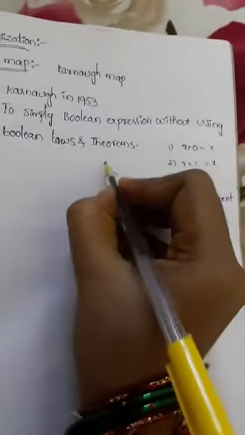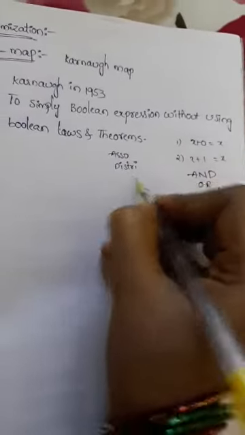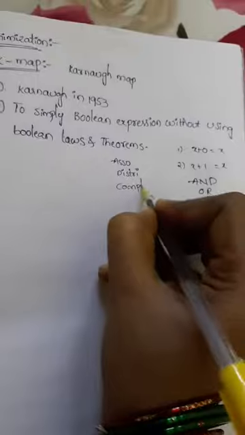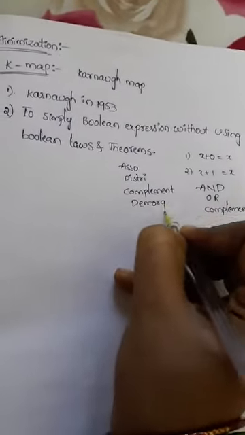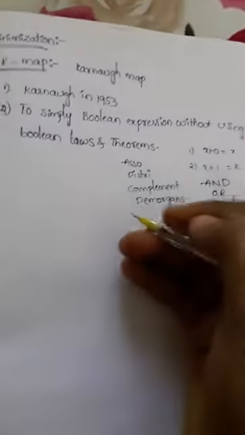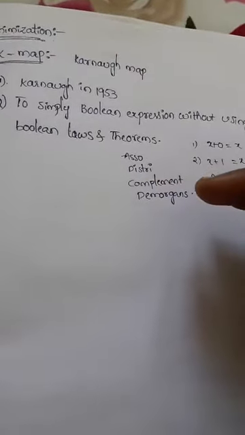And what are the theorems we have? Boolean theorems means the associative law, the distributive law, the complement law and De Morgan's law. So we discussed using these laws and theorems to simplify the boolean expression.